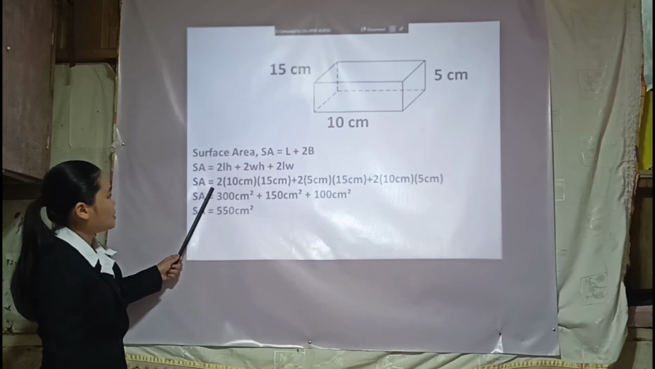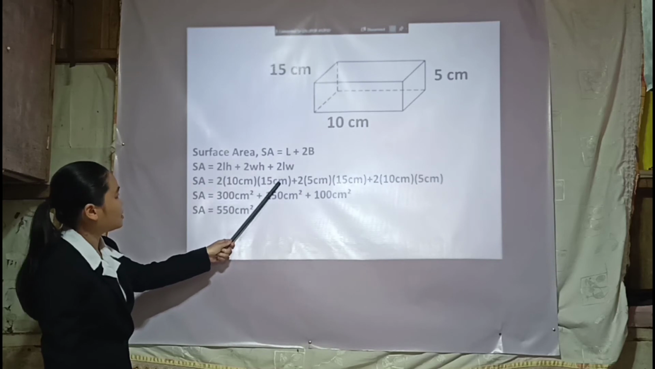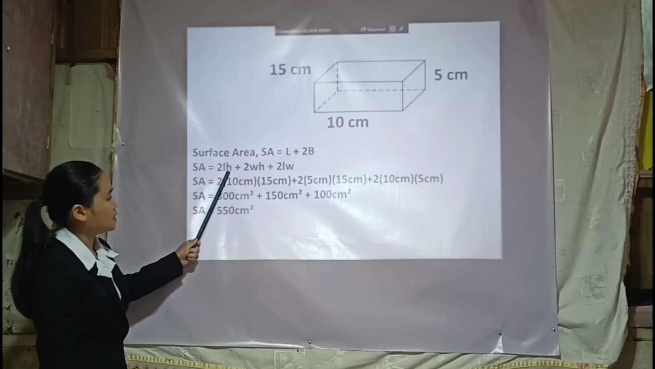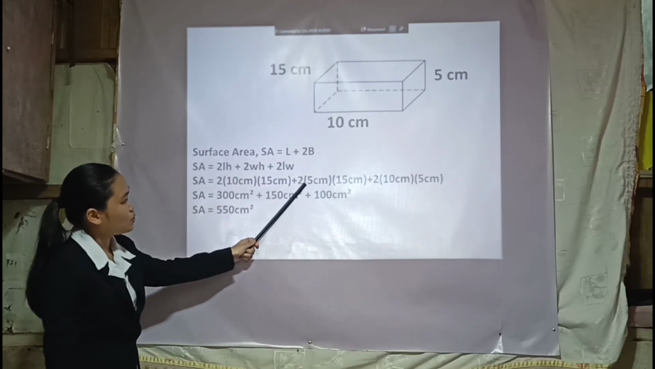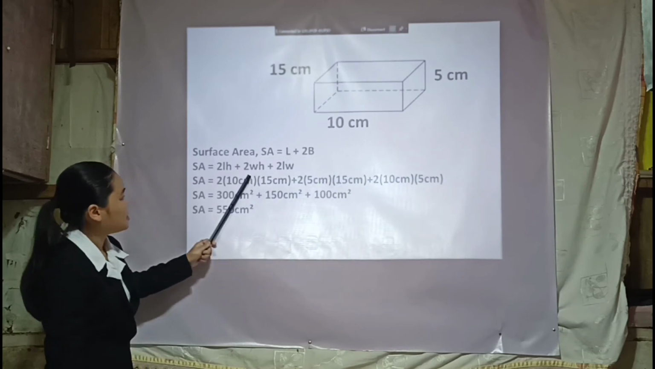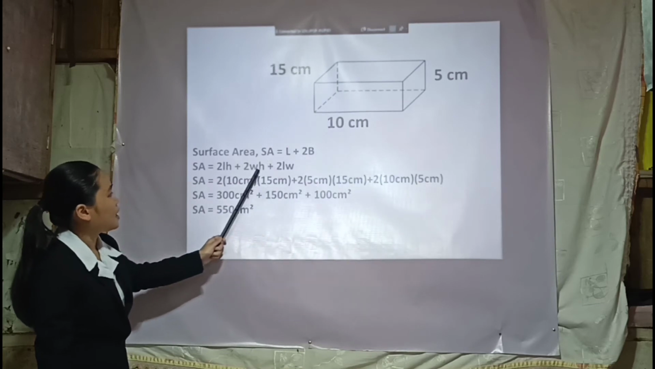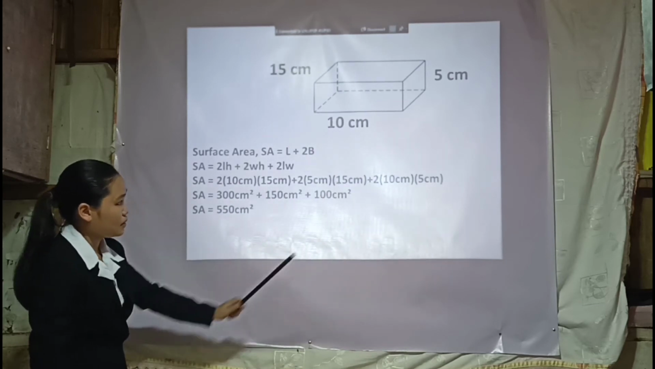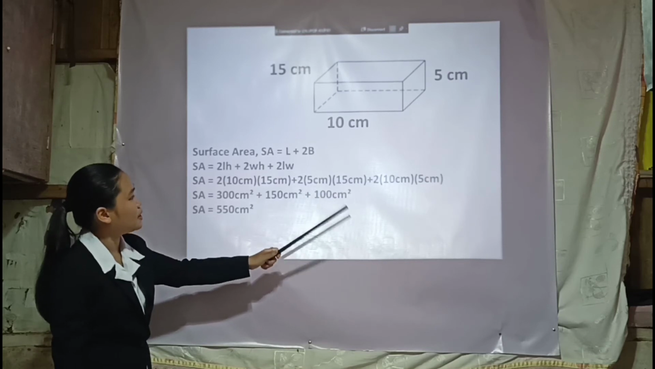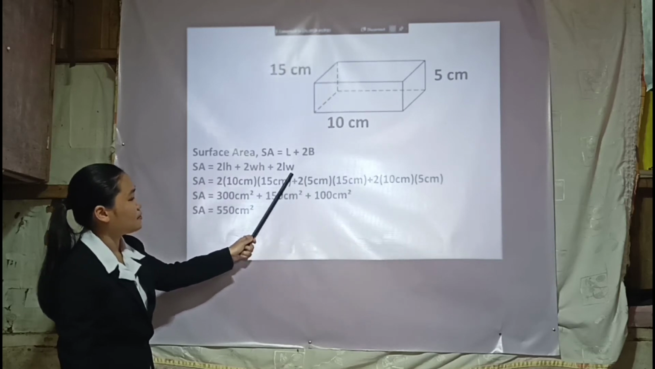Surface area equals 2 times 10 centimeters times 15 centimeters, since the value of the length is 10 centimeters and the height is 15 centimeters, plus 2 times 5 centimeters times 15 centimeters, since the value of the width is 5 centimeters and the height is 15, plus 2 times 10 centimeters times 5 centimeters, since the value of the length is 10 centimeters and the width is 5 centimeters.